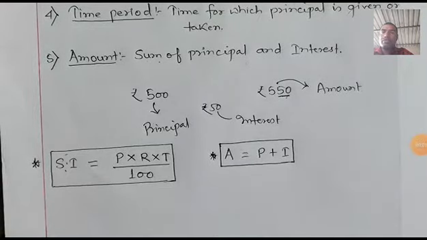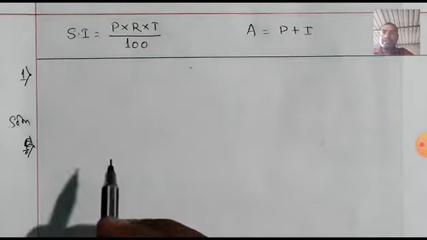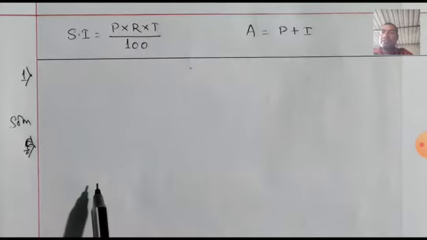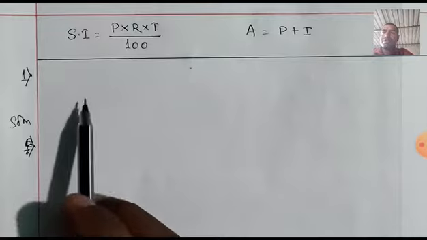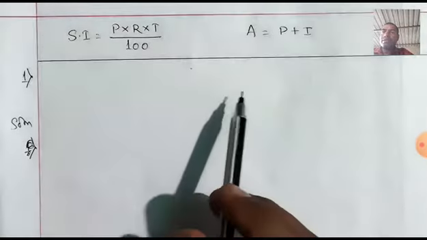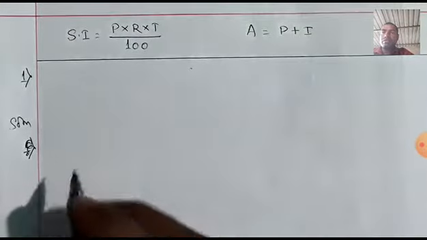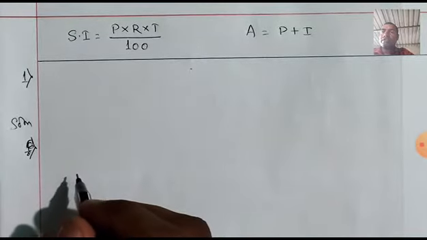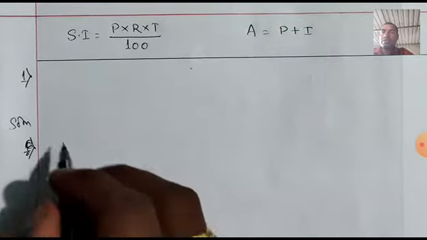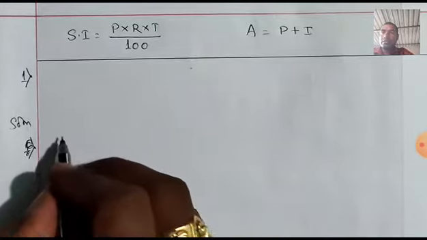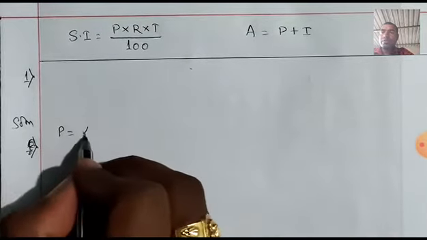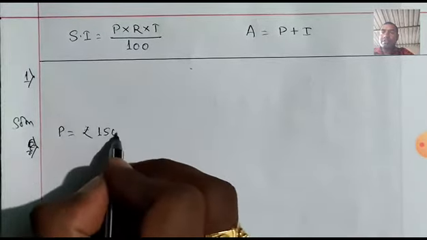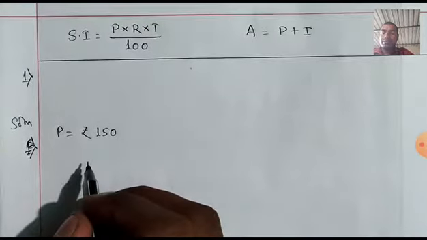Hello children, now we are going to start the exercise on the chapter simple interest. This chapter has only one exercise. Basically these problems are based on simple interest. That means here we have to find the SI and amount. Here the principal is given in the first question, which is 150.